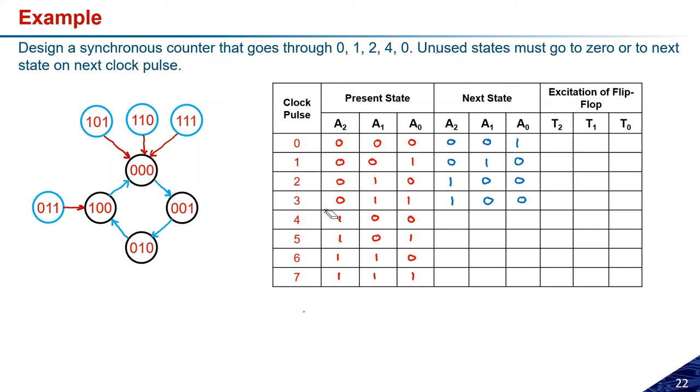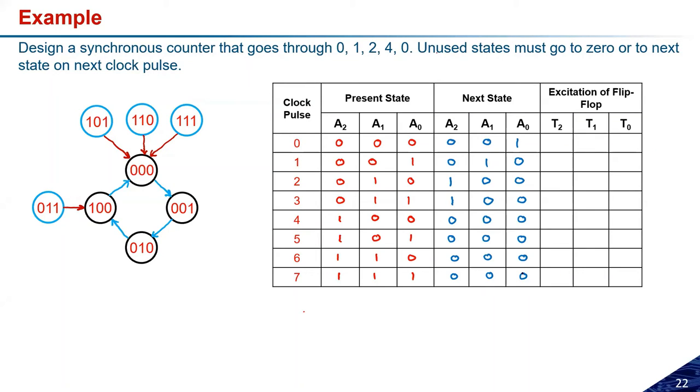Now, if the present state is 100, this one is a valid state, so the next state should be 000. And for all others, like 101 and 110, the next state should be 000. So let us fill them with 0. Based on this state diagram, we now know the present state and the next state. Once we are ready with these, we need to come up with the excitation of the flip-flops, because I want to make this counter with the help of 3 flip-flops.